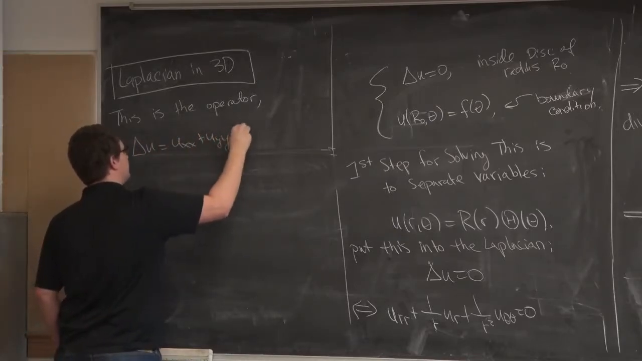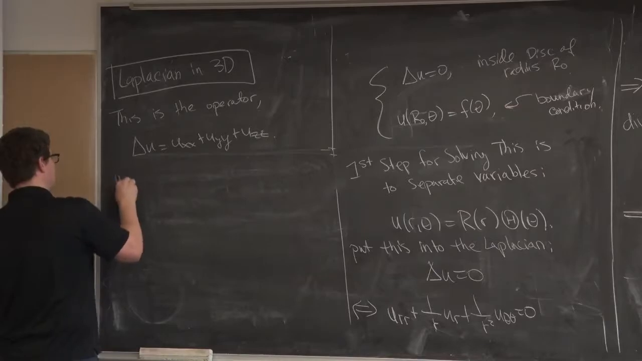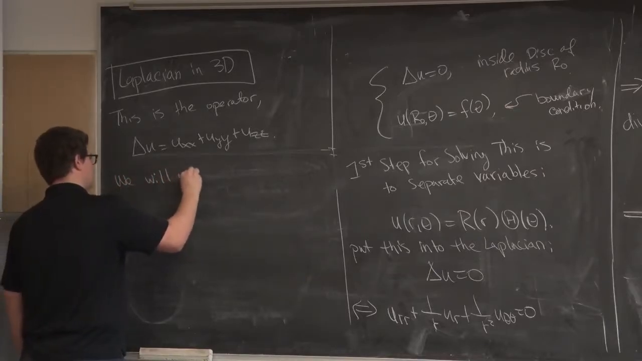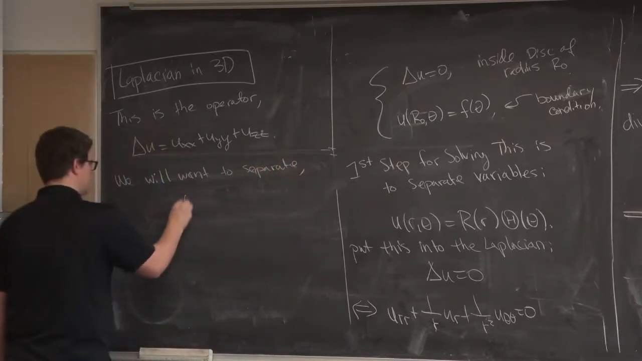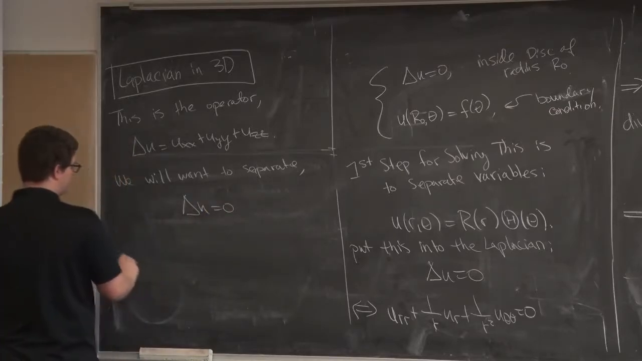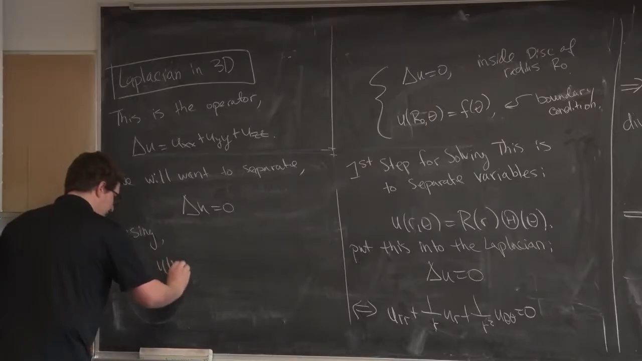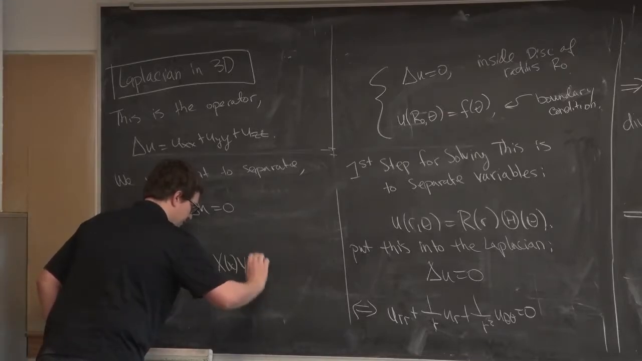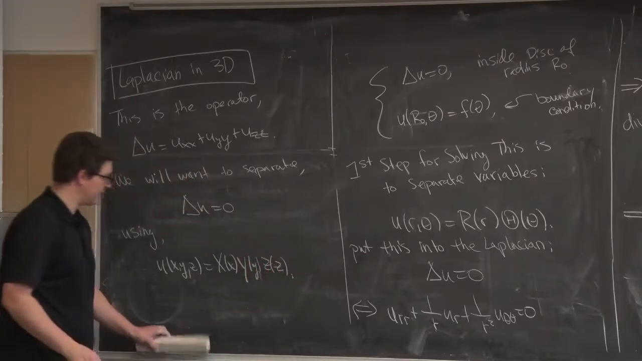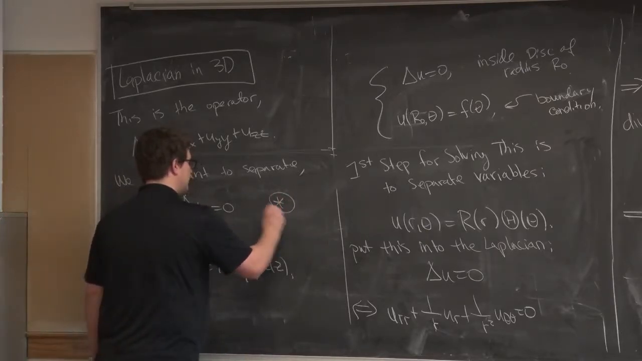So this is still a scalar, right? So this is this operator, okay? And so we will want to separate the equation here into, using, let's say, u of x, y, z, x of x, y of y, z of z. Okay, so we're going to do 3 of these. Okay? So if we put this into our equation here, so this is this thing.